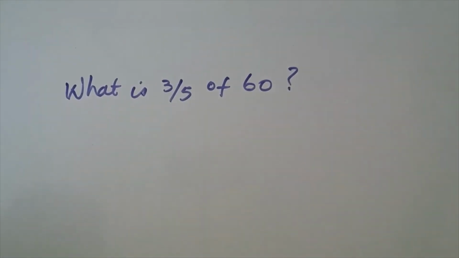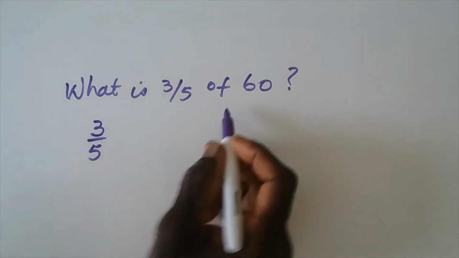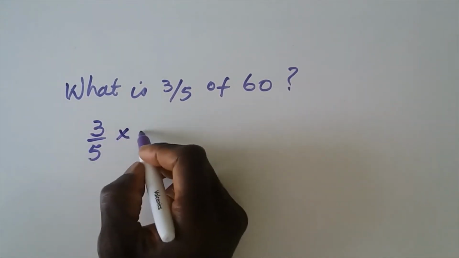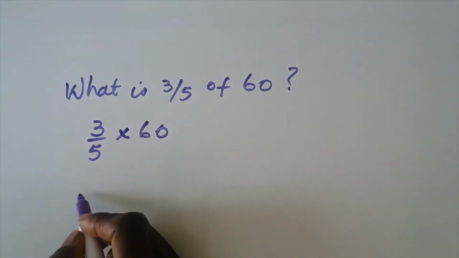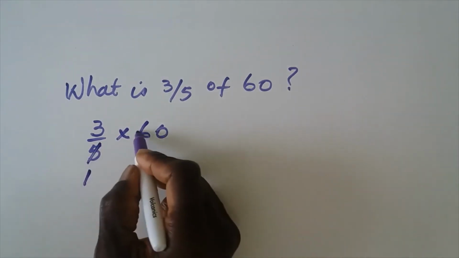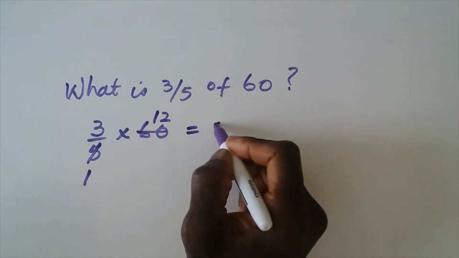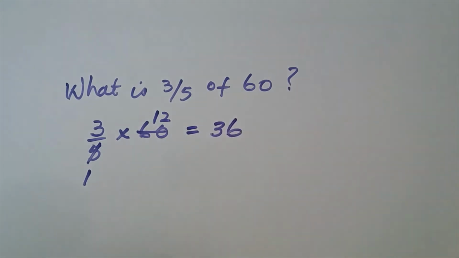What is 3/5 of 60? Well, 3/5 of means to multiply by 60. We can divide in this direction here. 5 into 5 is 1. 5 into 60 is 12. 12 3s are 36. So 3/5 of 60 is 36.